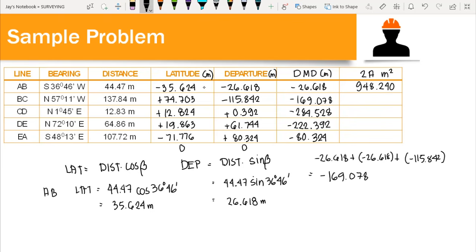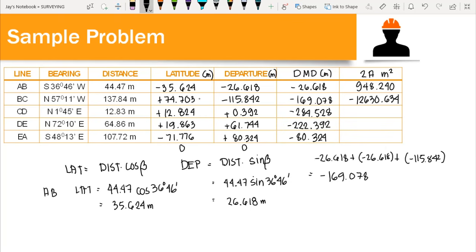Okay, that is the unit. So the same procedure for the next line. So we have negative 169.078 times 74.703. We have here negative 12630.634.